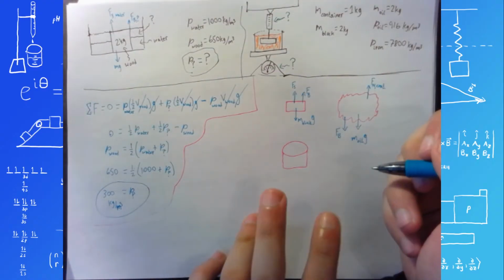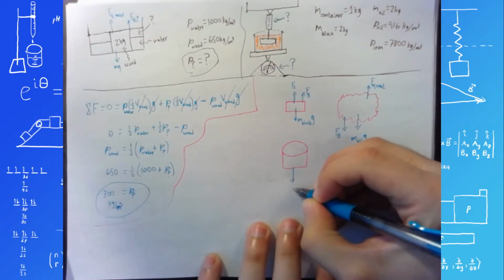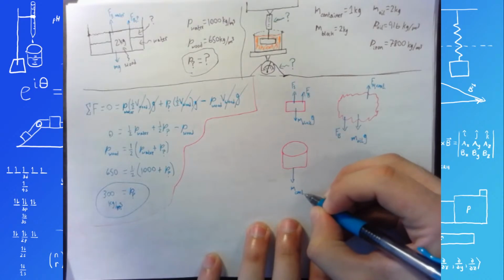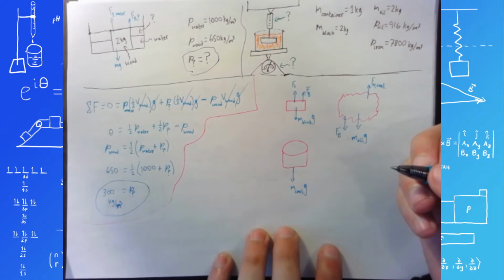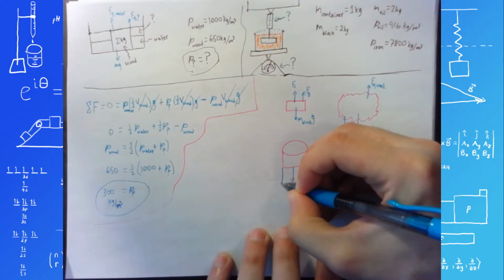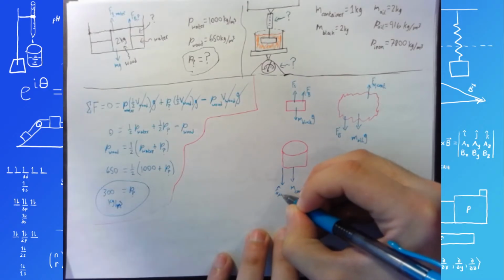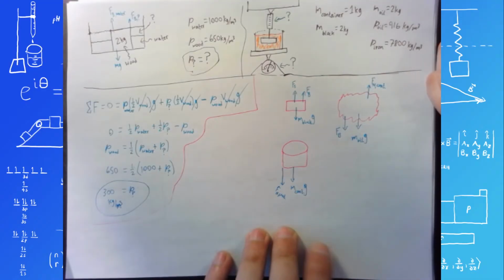And then the beaker has its own weight pulling it down, so m container, or m cont for short, times g pulls down on it. Since it exerts a normal force upward on the oil, the oil must react with an equal amount of normal force. So this normal force container must be equal to this normal force that we had over here.